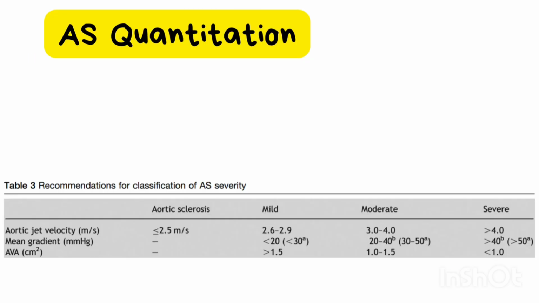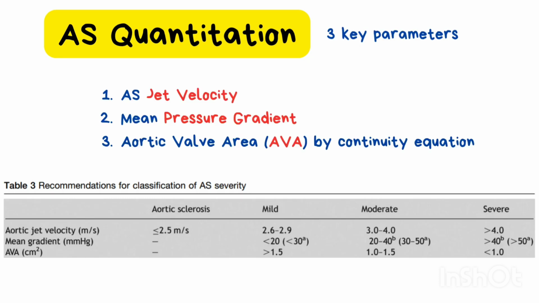Now that we've covered the causes, let's move on to quantifying aortic stenosis, because knowing how severe it is makes all the difference in management. Aortic stenosis severity is best described using specific numerical measurements, and the ASE recommends focusing on 3 key parameters: jet velocity, mean pressure gradient, aortic valve area. These are the core indicators we rely on during echocardiographic assessment. To make this easier to visualize, we've included a table of these key parameters on screen.